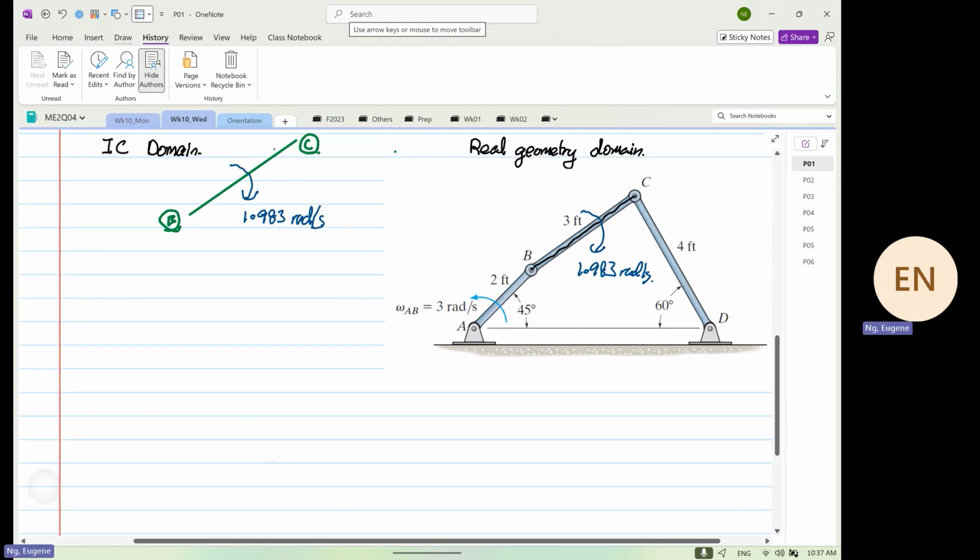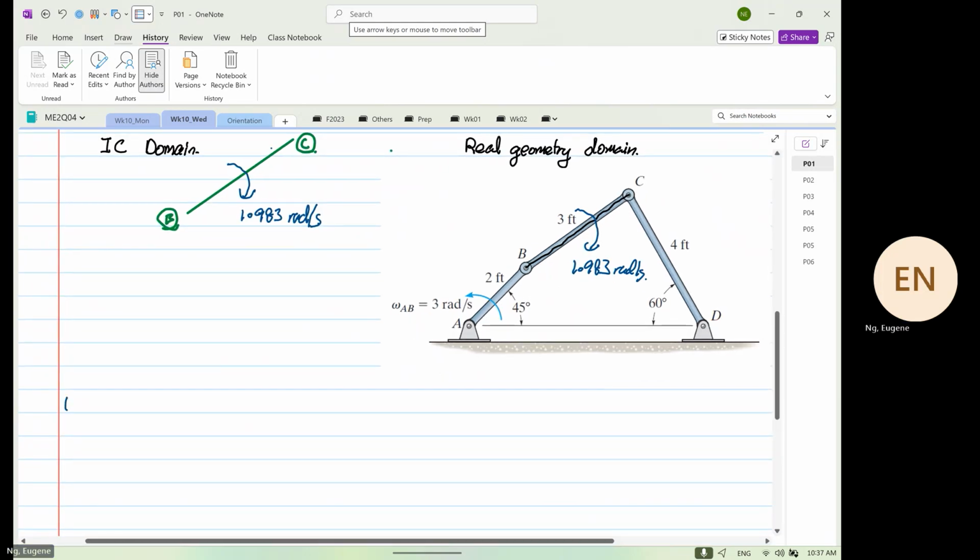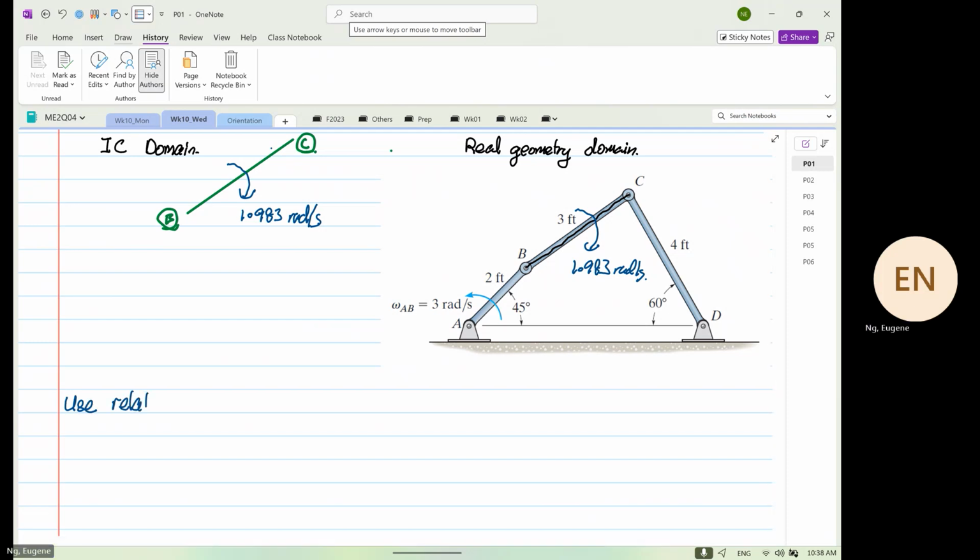So now we are going to use the relative velocity method.